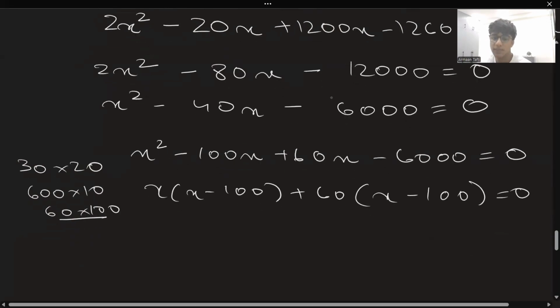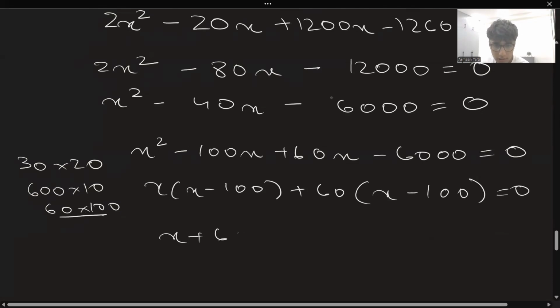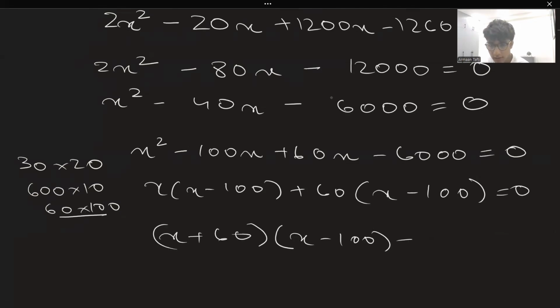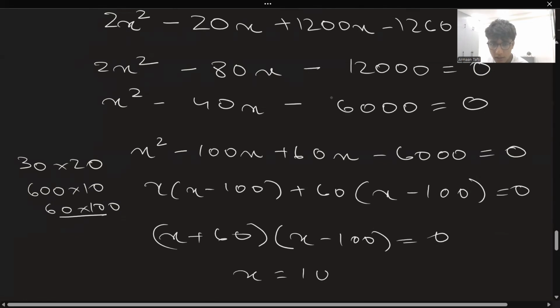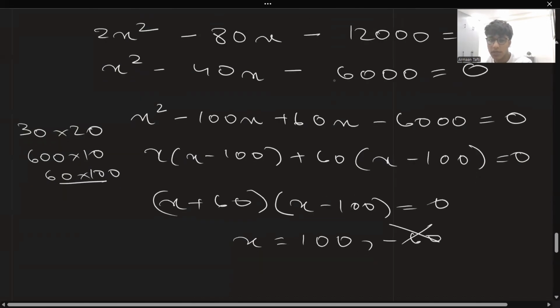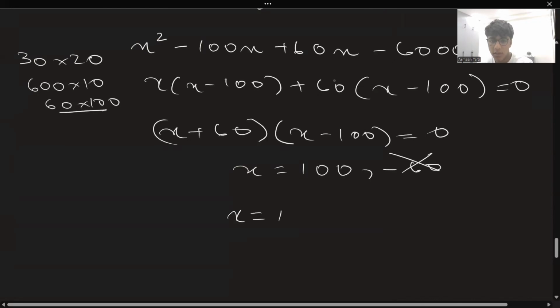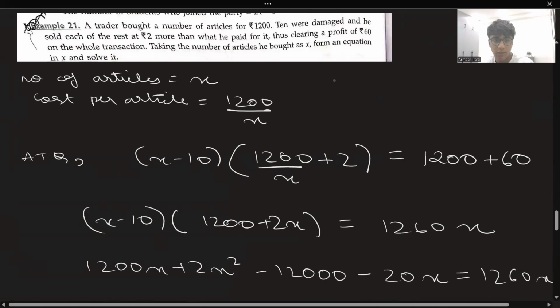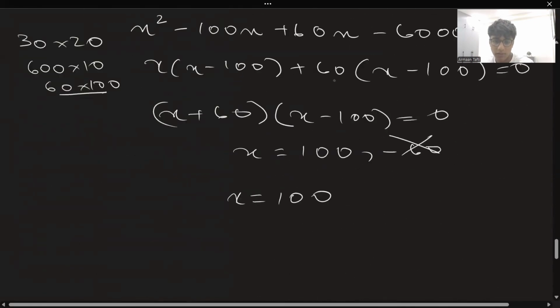So x plus 60 times x minus 100 equals 0. So x can either be equal to 100 or minus 60. Once again, the number of articles can never be negative. Cancel that. Normally, you cancel the negative value in these quadratic equations. So your x is equal to 100, number of articles. And what have they asked you to find? That only, right? Form an equation in x and solve it. So number of articles.